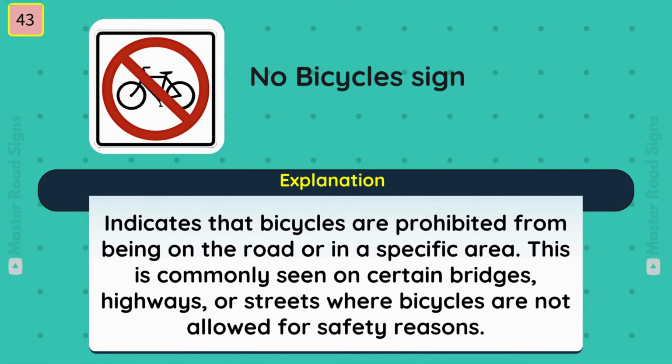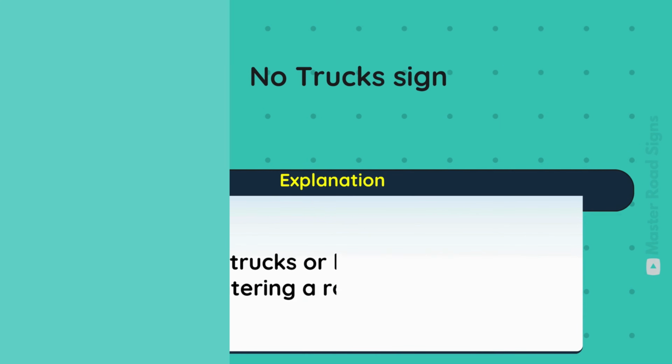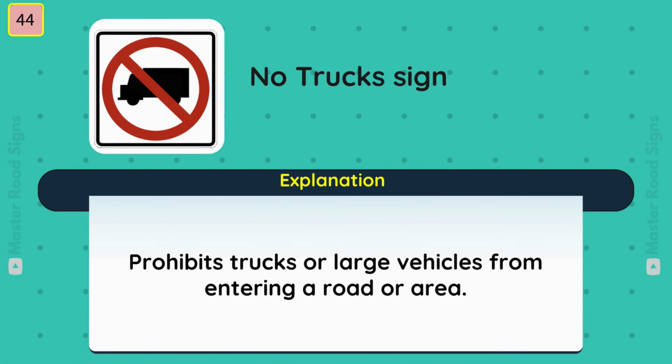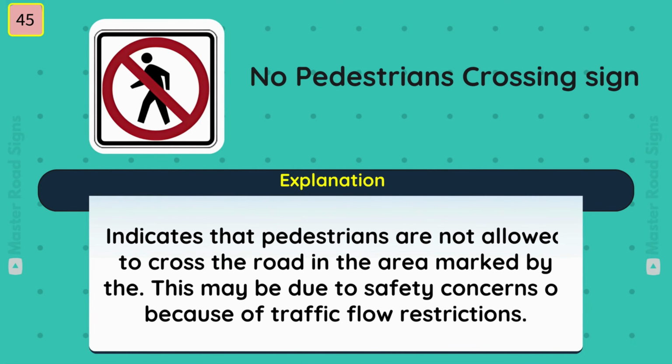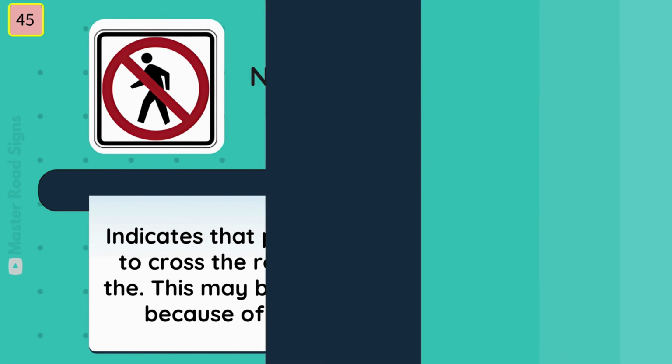No bicycle sign indicates that bicycles are prohibited from being on the road or in a specific area. This is commonly seen on certain bridges, highways, or streets where bicycles are not allowed for safety reasons. No truck sign prohibits trucks or large vehicles from entering a road or area. No pedestrians crossing sign indicates that pedestrians are not allowed to cross the road in the area marked by the sign. This may be due to safety concerns or because of traffic flow restrictions.